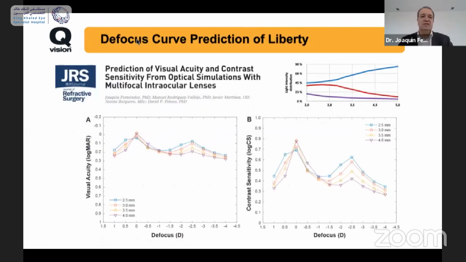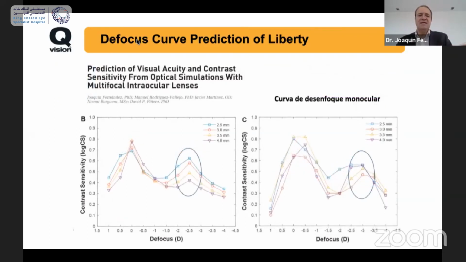So we published this prediction model, as you can see, this year in the Journal of Refractive Surgery, where in the visual acuity and the contrast sensitivity, you can see exactly what the performance is. That's this prediction model. So the smaller the pupil, the better the performance is going to be. This is in all the lenses, but this has been published for the Liberty, okay? And you can see here that the model gives us a worse scenario in contrast sensitivity than what we have found in clinical practice. This would be for a lot of reasons.